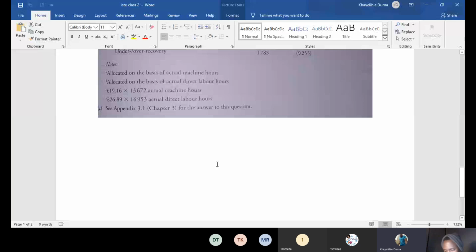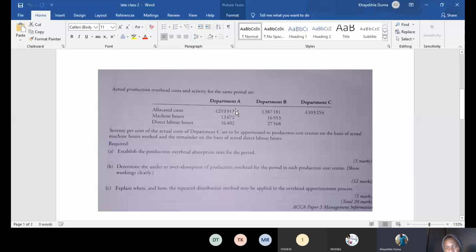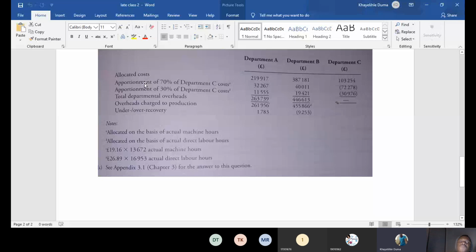We have to come and do this table again. You write your allocated on line 1. Allocated, you go and check your information. Allocated, there it is. Actual, 219,148, 219,917. Department B, 387,181. There it is. And then apportionment of 70% of Department C cost. So Department C is going to be this one of 103,254. Now they're saying that we have to reapportion it back to the production department center.